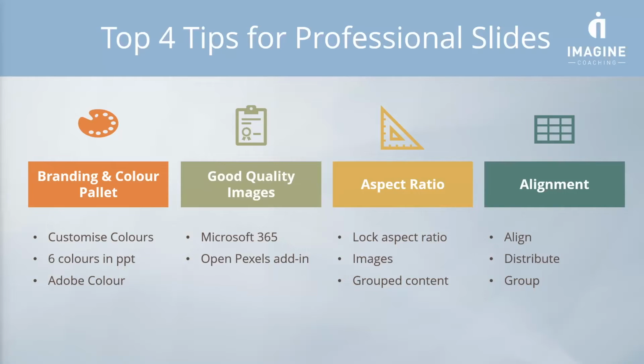There is a tool called Adobe Color, and in Adobe Color you can use the color wheel to show other colors that would complement the colors you already have in your color palette, to get the 6 colors that you need in PowerPoint. In this particular example, this is a standard one from PowerPoint.